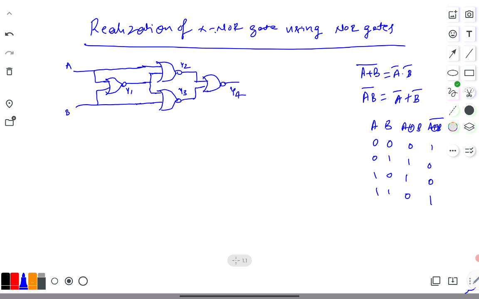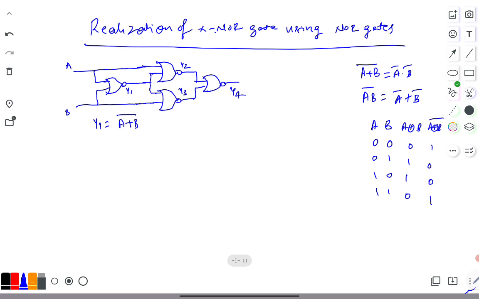Let's simplify. This is the circuit diagram, that means the realization of XNOR gate using NOR gates. We need 4 NOR gates. Now I will write, see here, Y1 is equal to (A plus B) whole bar. Now I will take this one as Y2.